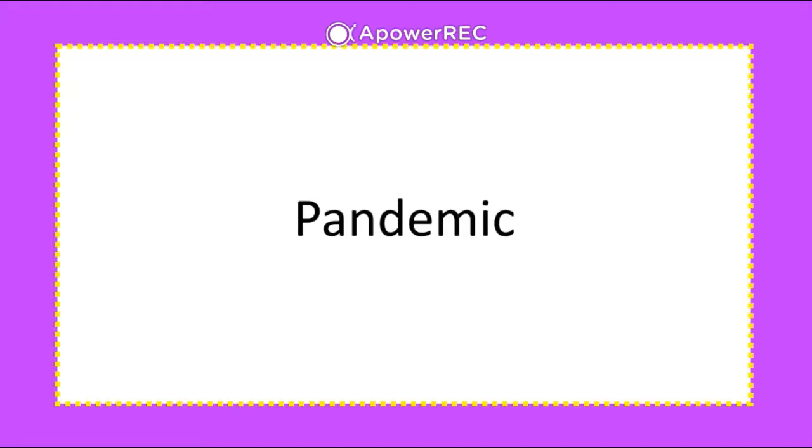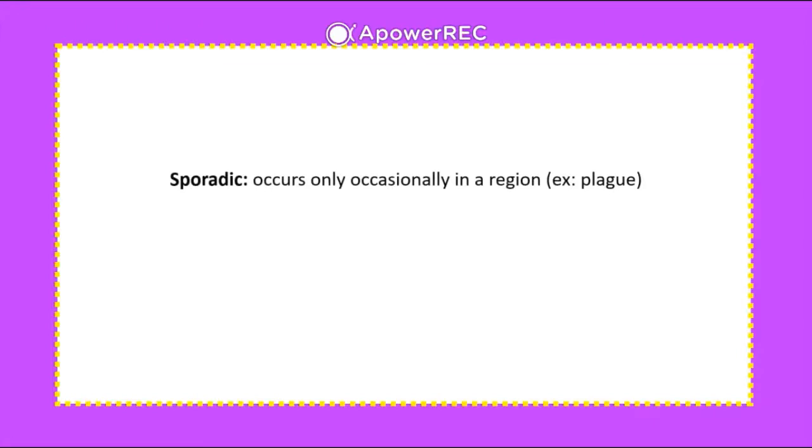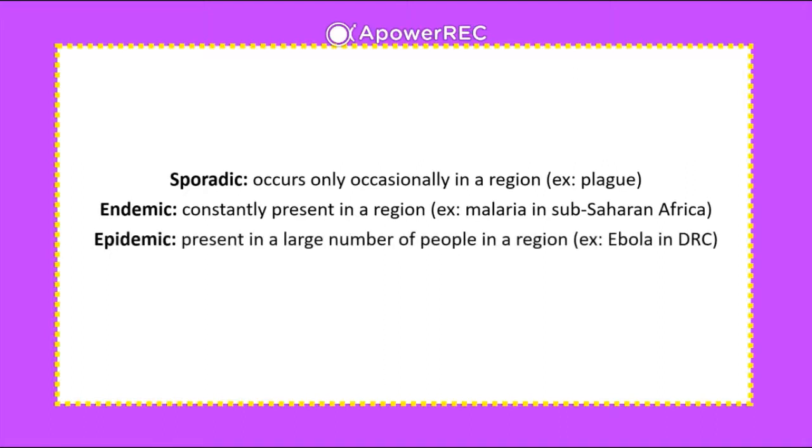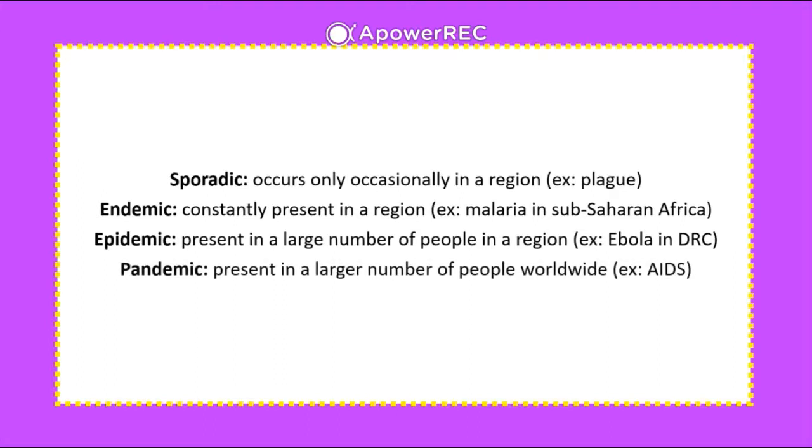Next is pandemic. So we can have different ways to describe a disease. It can be sporadic, where it occurs only occasionally in a region, such as the plague. It can be endemic, which means that it's constantly present in a region, such as malaria in sub-Saharan Africa. It can be an epidemic, where it's present in a large number of people in a region. And it can be a pandemic, which means that it's present in a large number of people worldwide.